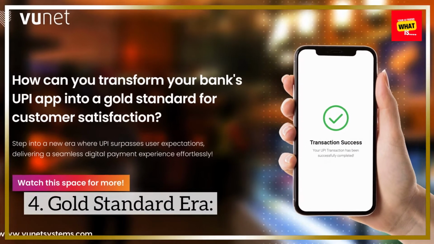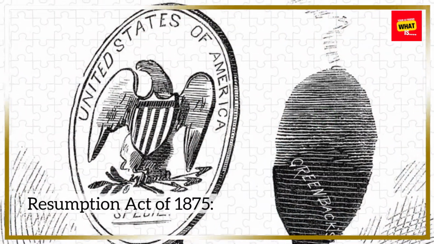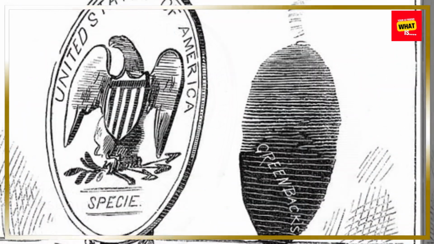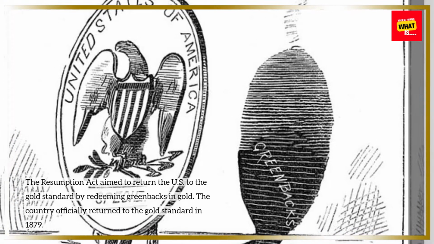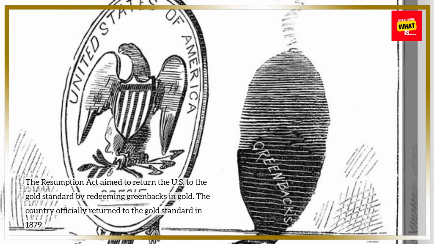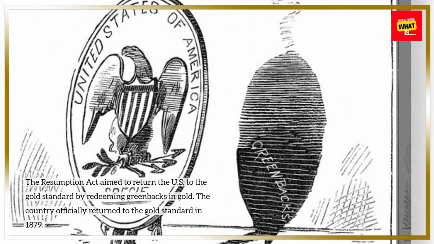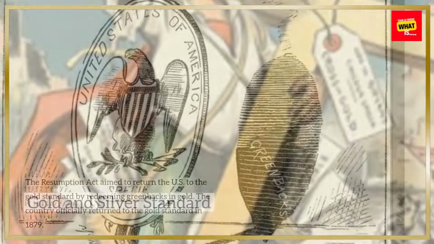4. Gold Standard Era. Resumption Act of 1875. The Resumption Act aimed to return the U.S. to the gold standard by redeeming greenbacks in gold. The country officially returned to the gold standard in 1879.